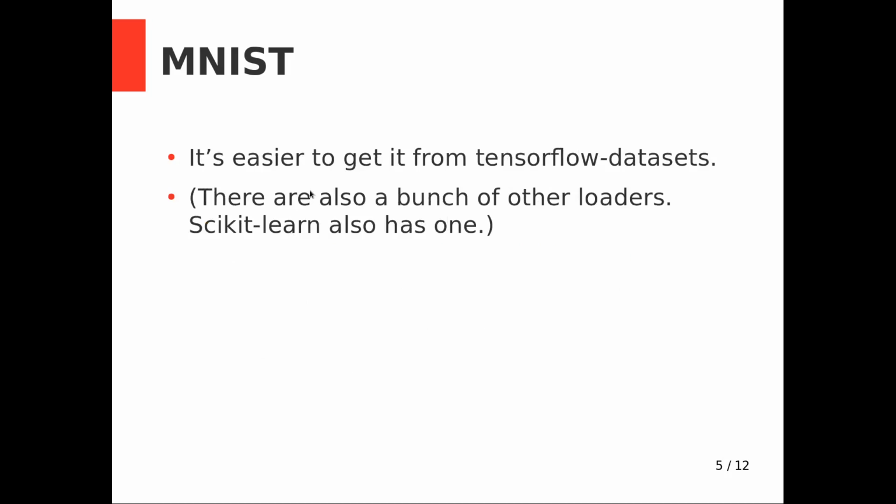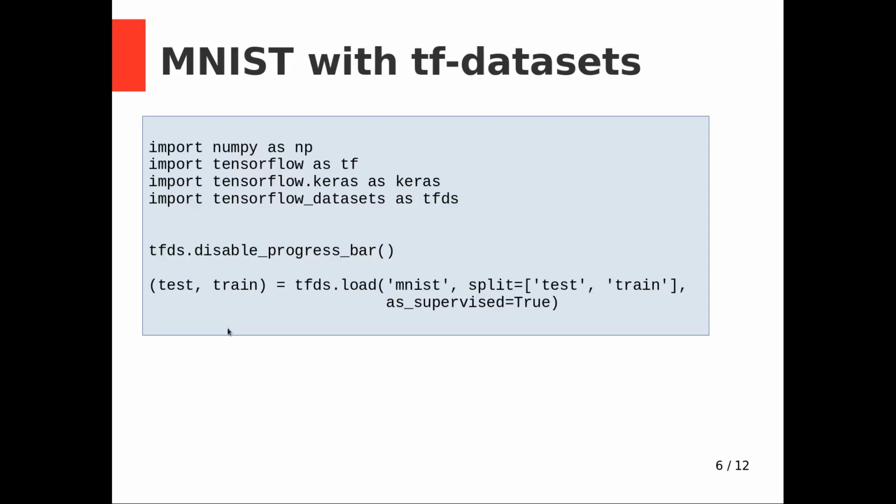The easiest way for us to get this is TensorFlow datasets. There are also a whole bunch of other loaders. Like scikit-learn also includes a loader that will yield you MNIST. And that looks, at its simplest, something like this. So here are my typical imports. Notice the addition of TensorFlow datasets as TFDS. I disable the progress bar. Normally it tries to pretty print a little progress bar, but in my experience, sometimes that blows up when you're running it inside of Spyder, so we're just going to turn that off.